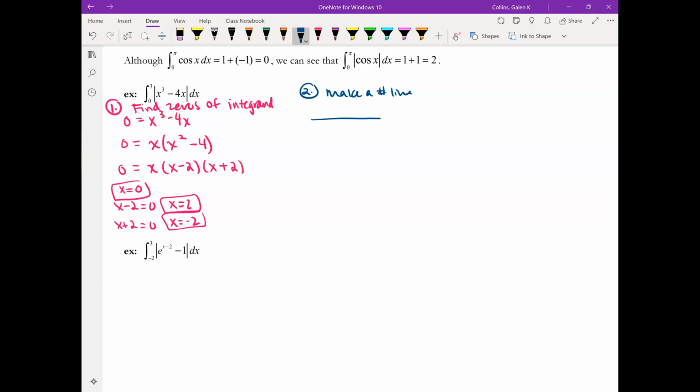So on my number line, I'm just going to put those 3 numbers in the correct order. And we're not working with the derivative. I know it's similar to what we do with relative maxes and mins. I just want to know where this function is positive and where it's negative. So let's say I plug in a -10, and I'm not working with the absolute value right now. We're just working with the function x cubed minus 4x.